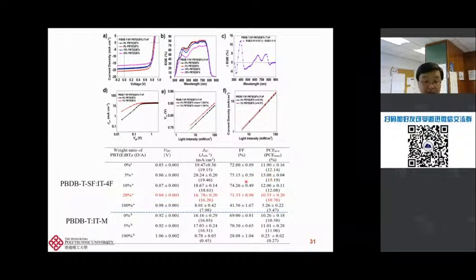And if you add more, you'll see the VOC is increased there, but the efficiency is not that good anymore. But that's okay, so we have the additive at a smaller amount. We try another system, which is PBDB-T and ITM, another classical system there. You can see the efficiency can also be improved from 10.3 to 11%.